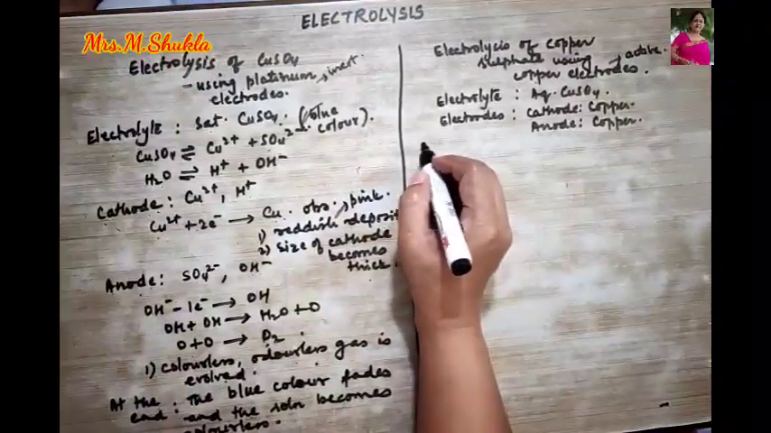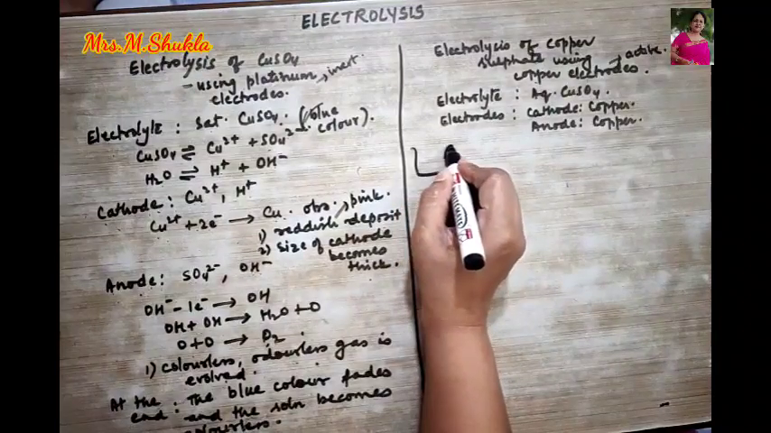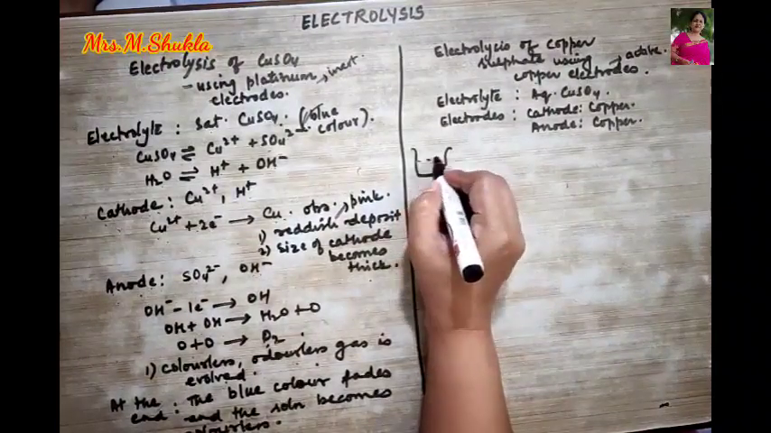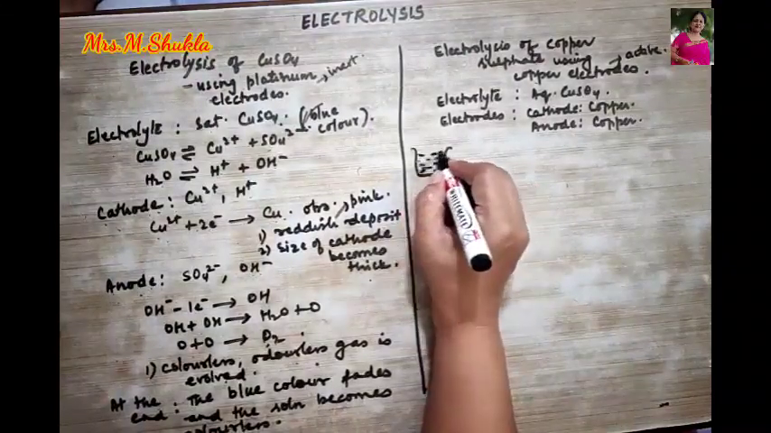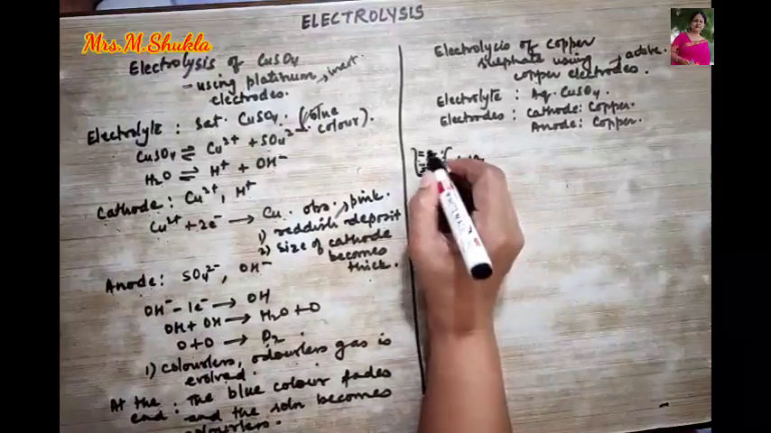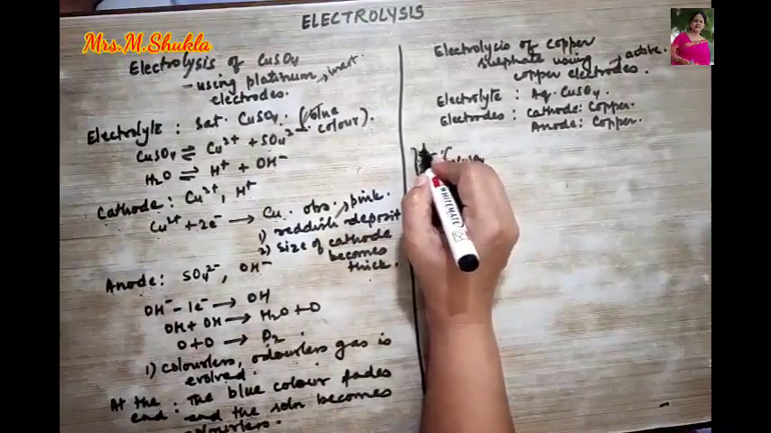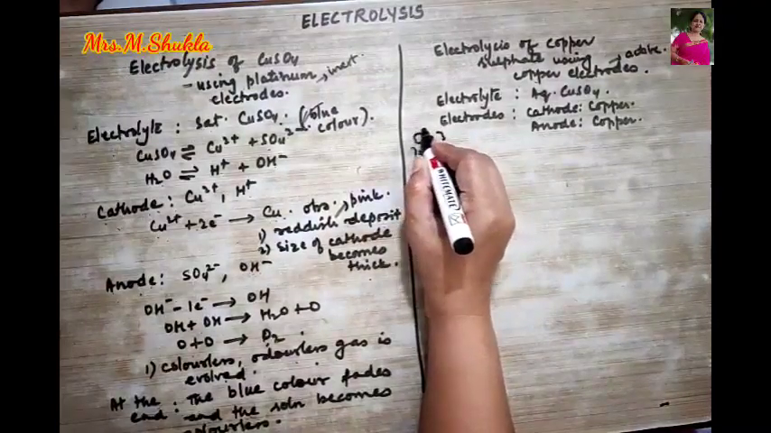So I can draw a small figure over here to show you also. We take a vessel in which there is a saturated solution of copper sulfate, and it has two electrodes present here which are connected to the battery.